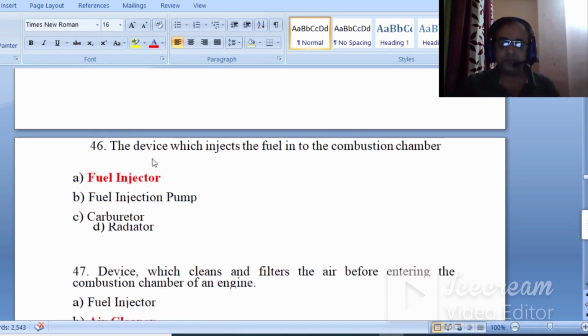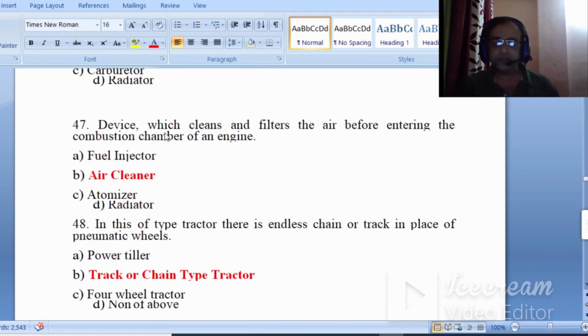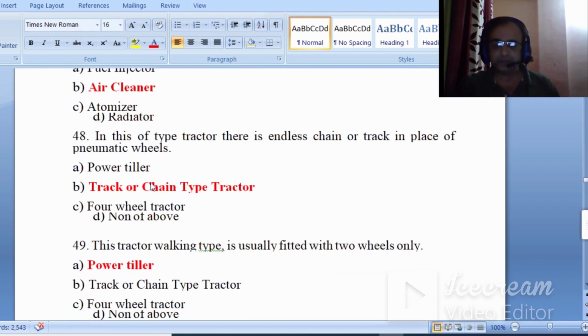Then the next question, the device which injects the fuel into a combustion chamber. Combustion chamber is also known as a cylinder, and that device is a fuel injector, or it is also called a fuel atomizer. Then the next question, the device which cleans and filters the air before entering the combustion chamber of an engine is known as an air cleaner.